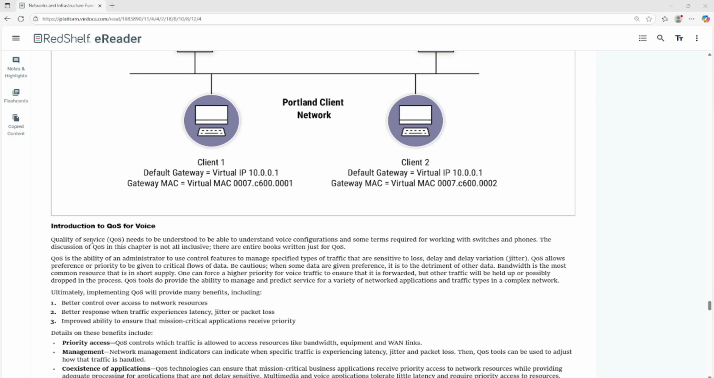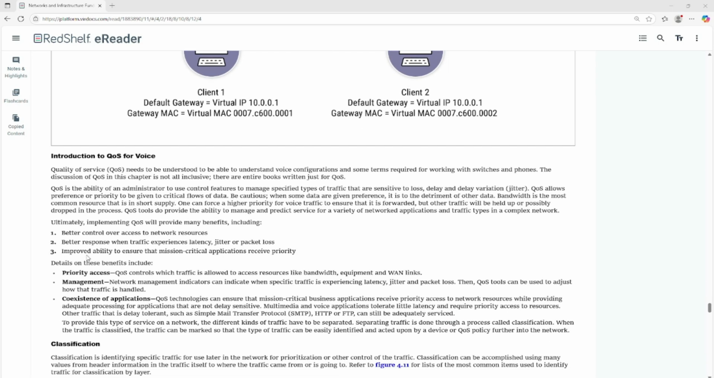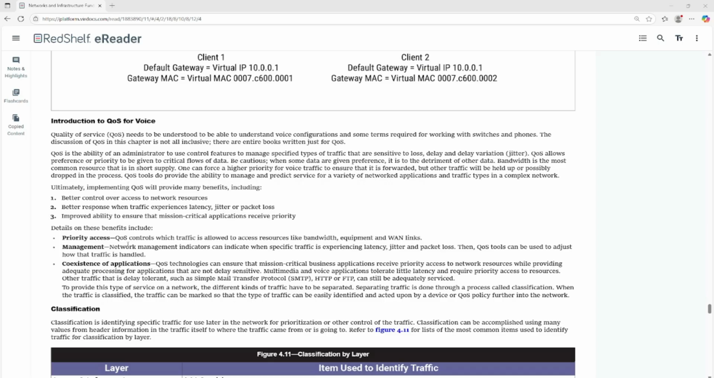Quality of service for voice. The key takeaway here is it just basically gives an administrator the ability to use control features to manage specific types of traffic, especially traffic that is sensitive to loss, delay, or delay variations.